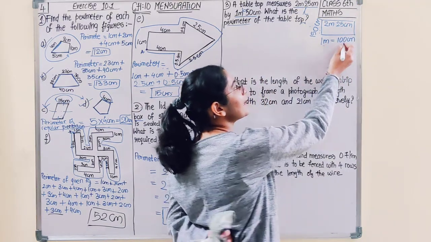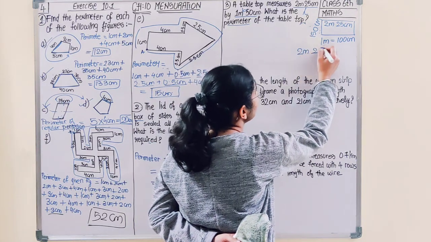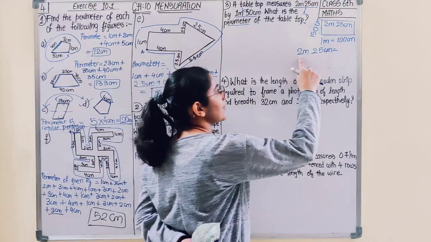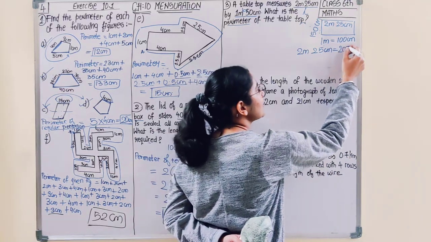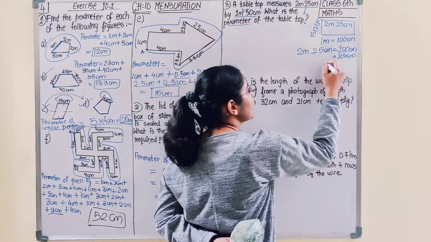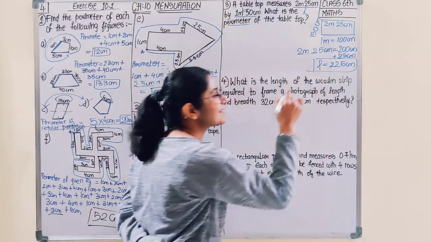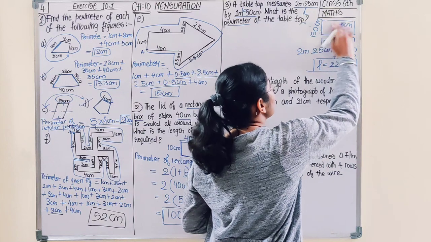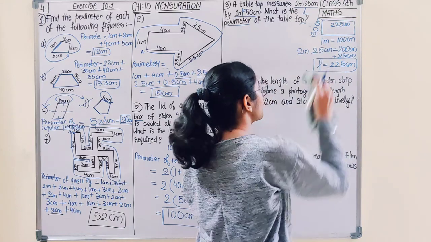I know that 1 meter is 100 centimeter. So if I want to convert 2 meter 25 centimeter into centimeter, then 2 meter is given, 1 meter is 100 centimeter, so 2 meter will be how much? 200 centimeter plus 25 centimeter, that is 225 centimeter. So the length of the table top in terms of centimeter is nothing but, instead of writing this, you can write 225 centimeter.